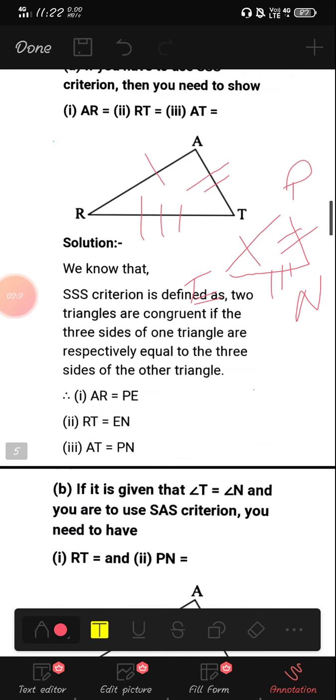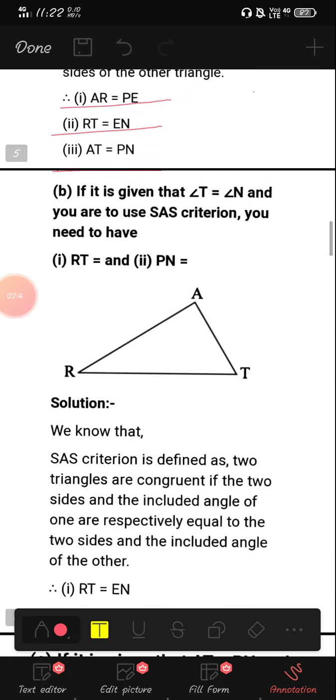देखिए लिखा है AR is equal to PE, RT is equal to EN and AT is equal to PN. Moving on to next part, it is if it is given that angle T is equal to angle N. So first we will draw PEN.